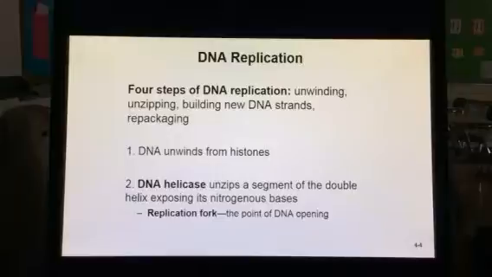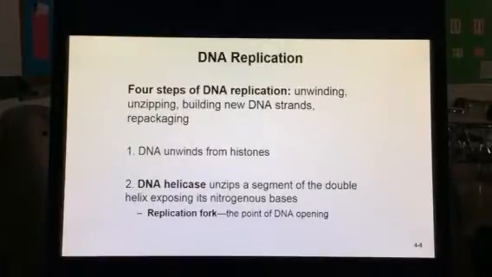DNA replication has 4 steps. I'll be honest, a lot of times I jumble together the first 2 as one step, but you can break it apart into 4 if we're really picky, which of course we are. So the first step is the DNA unwinds from histones. Histones are proteins that the DNA is wrapped around.